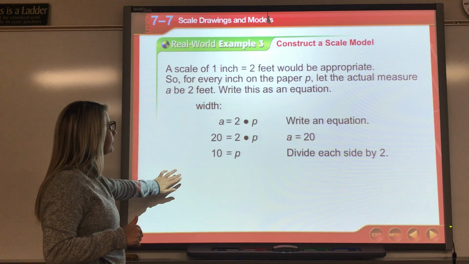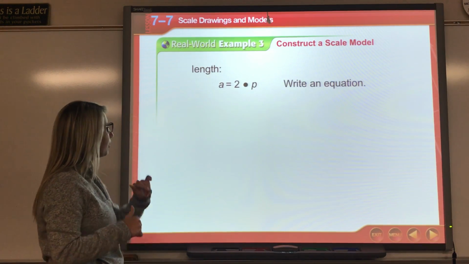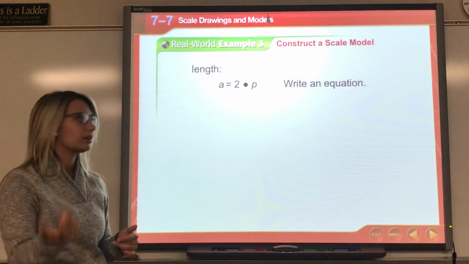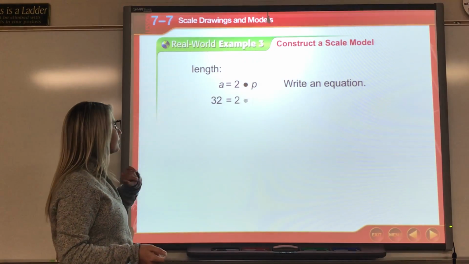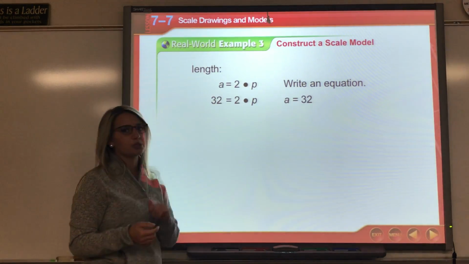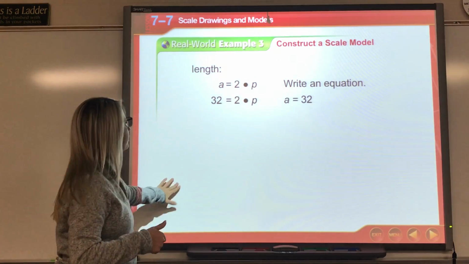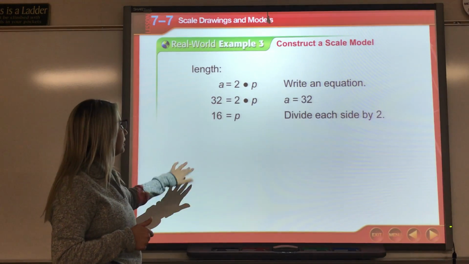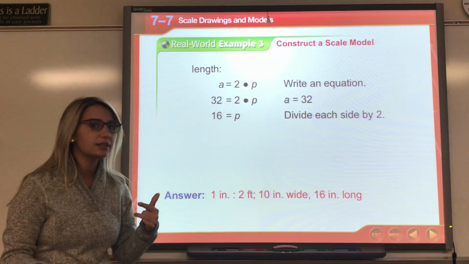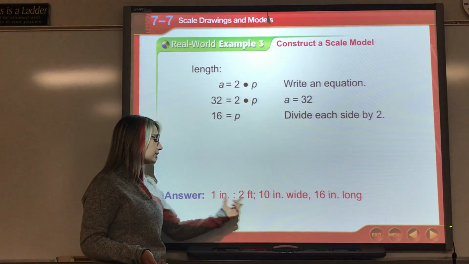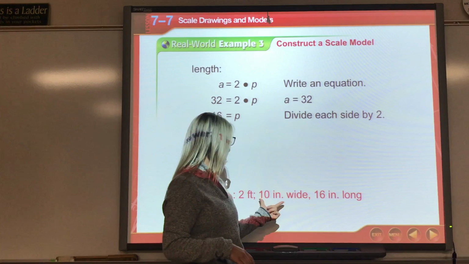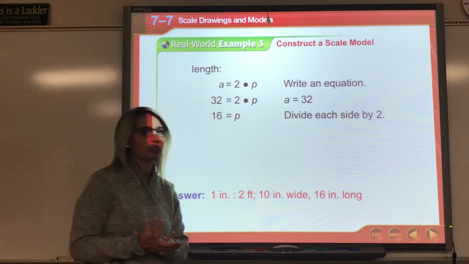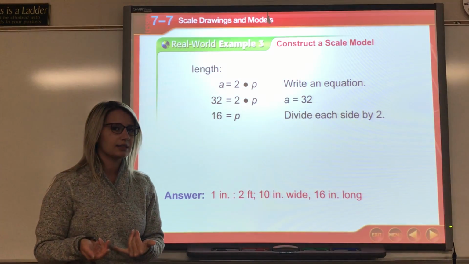Okay, and now we have to do the same thing, but with the length. That was the width on the last page, now here's the length. So we have the actual equals 2 times P, and then we plug in the actual, which was 32 in the classroom. We go ahead and get P equals 16. So for our answer, our scale is 1 inch to 2 feet, and the dimensions are 10 inches wide and 16 inches long. So that's the process.